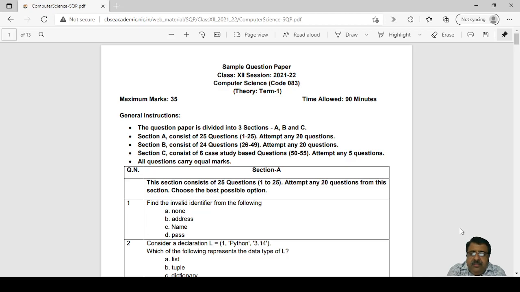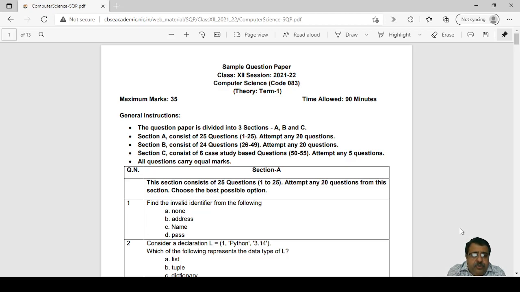As far as the general instructions are concerned, the question paper is divided into three sections, section A, B and C. Section A consists of 25 questions, that is question number 1 to 25. Out of these 25 questions, you have to attempt any 20 questions. Section B consists of 24 questions, that is question number 26 to 49. Here also you have to attempt any 20 questions. Section C consists of 6 case study questions, question number 50 to 55. Here you have to attempt any 5 questions.